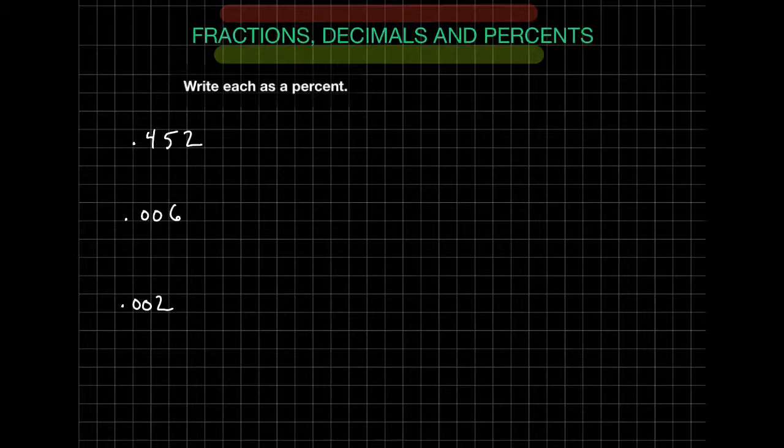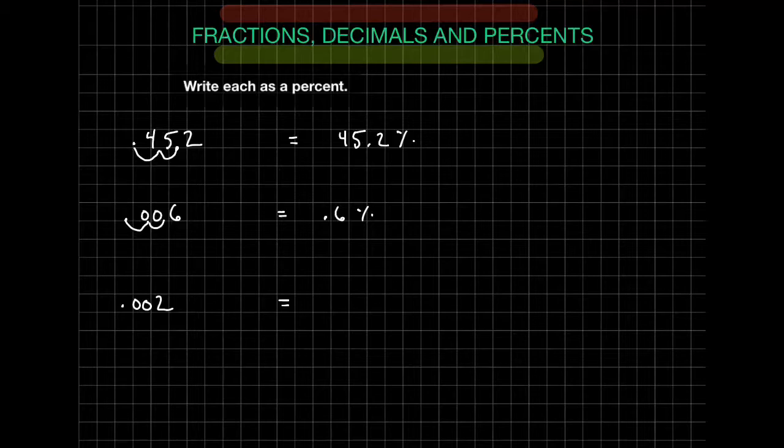We're just taking this decimal point and we're going to move it 1, 2 places to the right. So here we get, as a percentage, 45.2%. Okay, it's very simple. We just take this decimal once, twice. Okay, 45.2%. Same thing with this one, 0.006. We're just going to move it once, twice, so we get 0.6%.